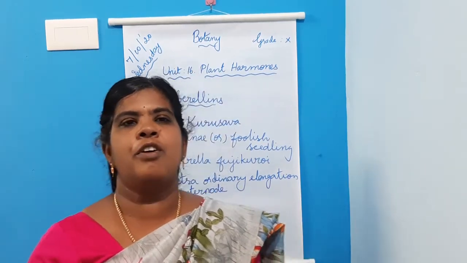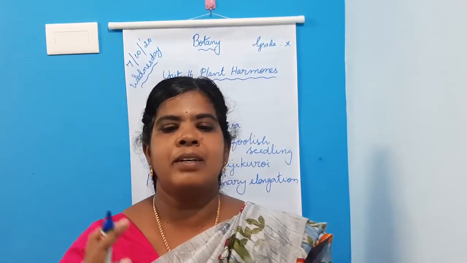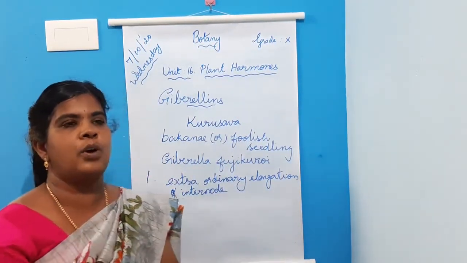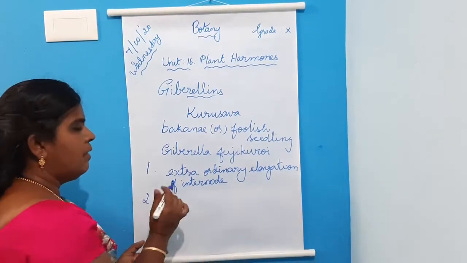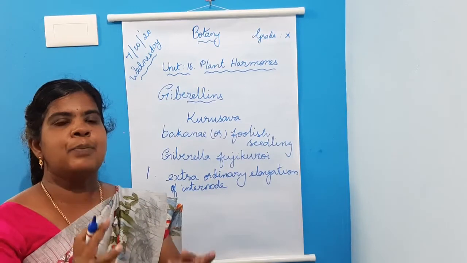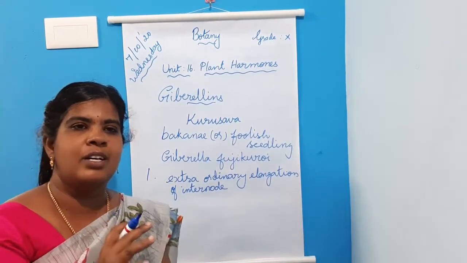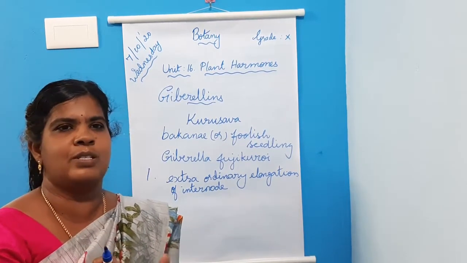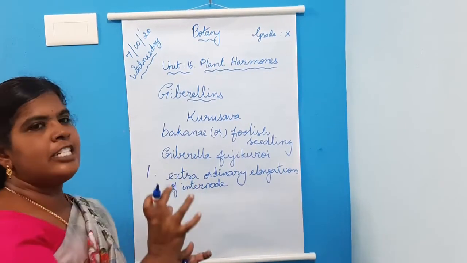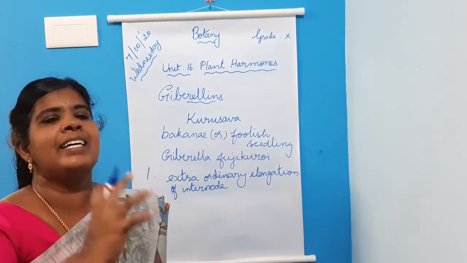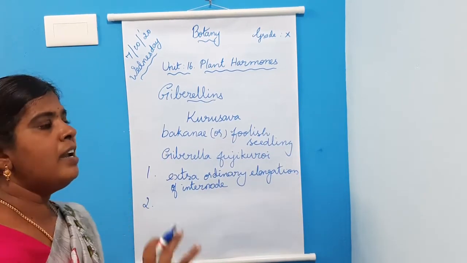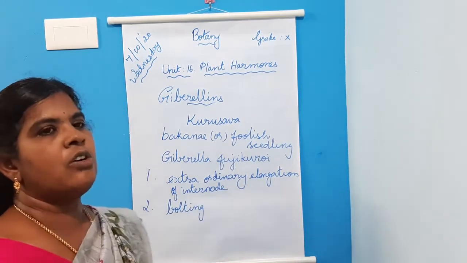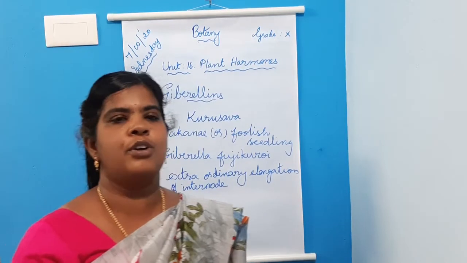The second one is that treatment of gibberellin with rosette plants promotes the sudden elongation of shoot, followed by flowering. What are rosette plants? Plants with very short internodes, or internodes that are very much reduced. When gibberellin is applied to rosette plants, they show sudden shoot elongation followed by flowering. That is called bolting. So what is called bolting? The sudden shoot elongation followed by flowering.